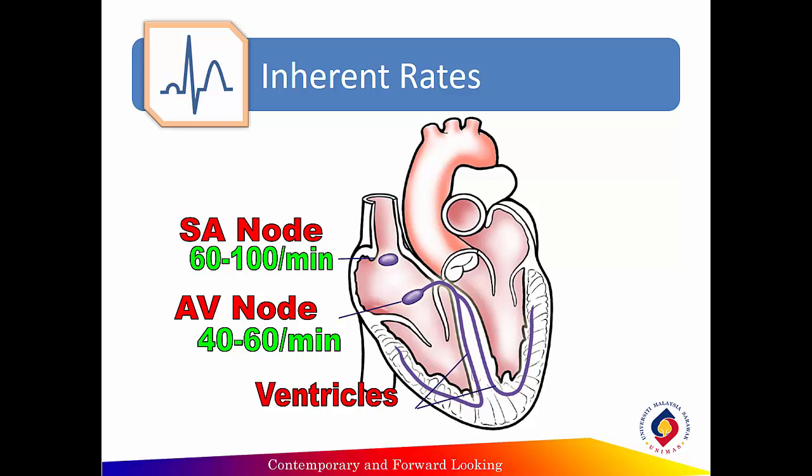Again, if both the SA node and the AV node fail to conduct an impulse, the ventricles will take over the role, but this time its inherent rate is between 20 to 40 beats per minute. A rate of above 40 but under 100 in this sense is considered as an accelerated rhythm, while a rate of above 100 is known as tachycardia.